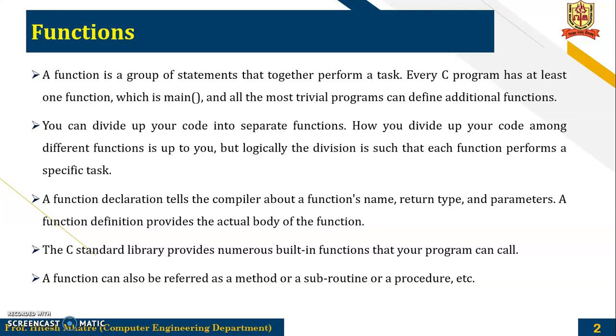A function declaration tells the compiler about the function name, the return type and the parameters. A function definition provides the actual body of the function. The C standard library provides numerous inbuilt functions that you can call in a program. A function can also be referred to as a method, a subroutine or a procedure.